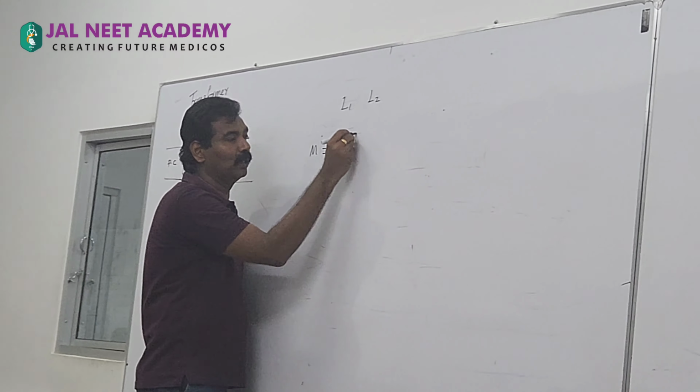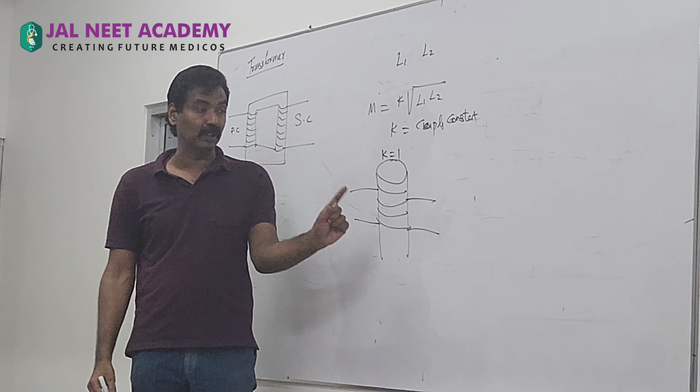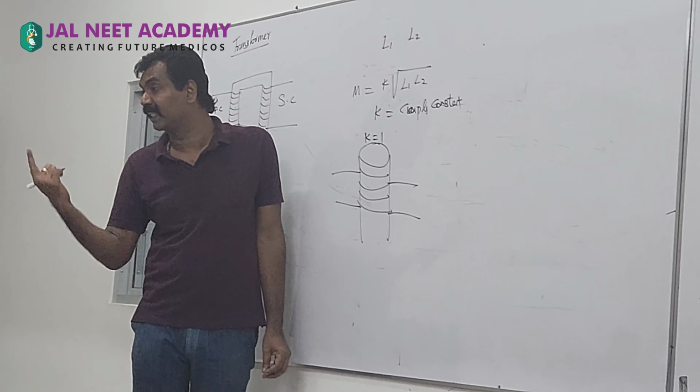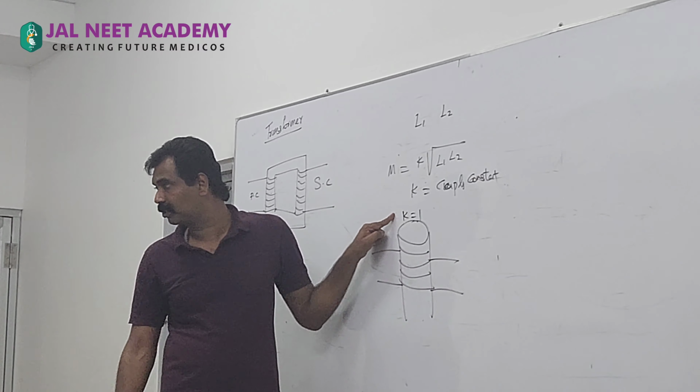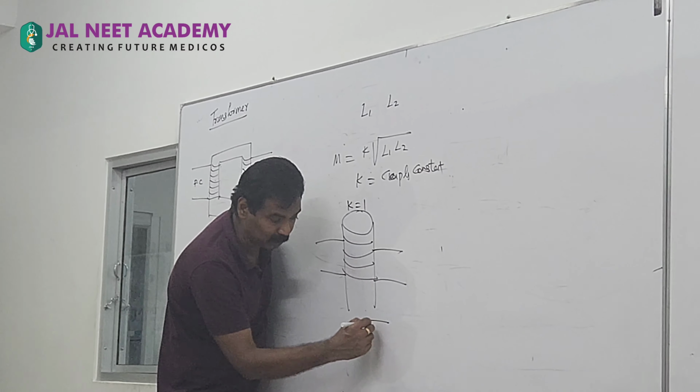If both coils are wound over the same core, the coupling constant is 1. If one coil is wound over the other, the coupling constant is 1. Then the mutual inductance is equal to root of L1 into L2.